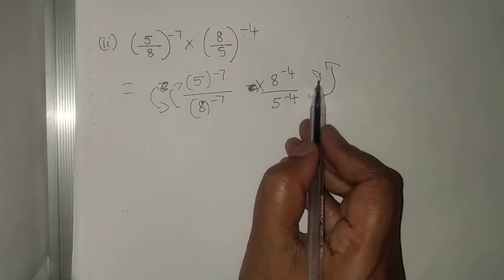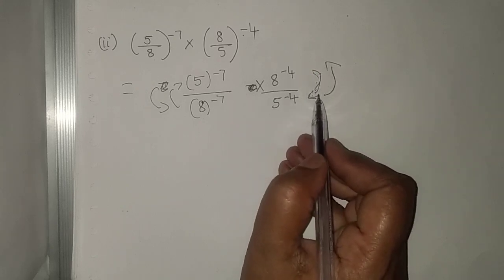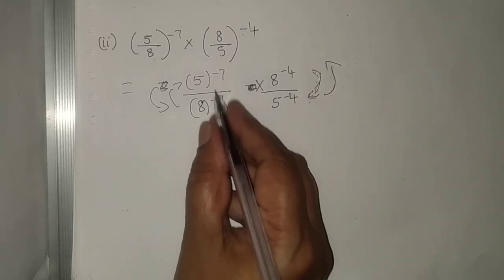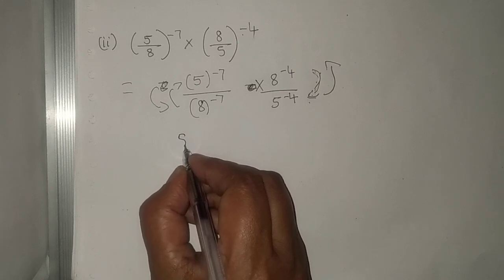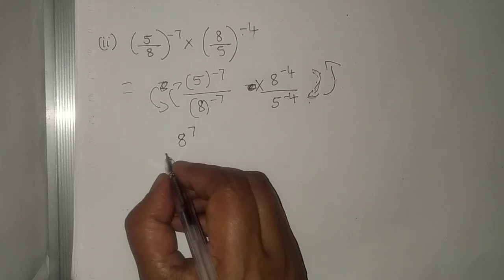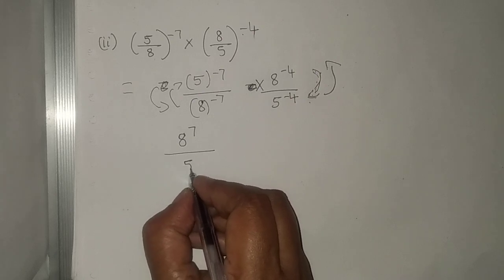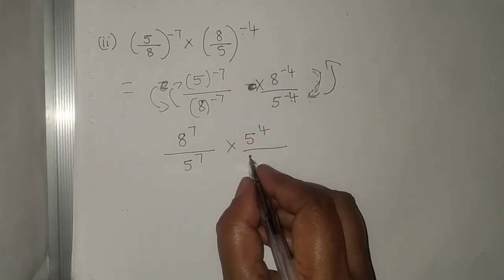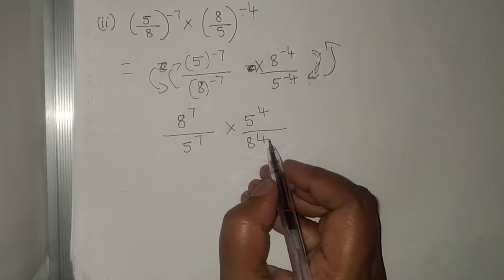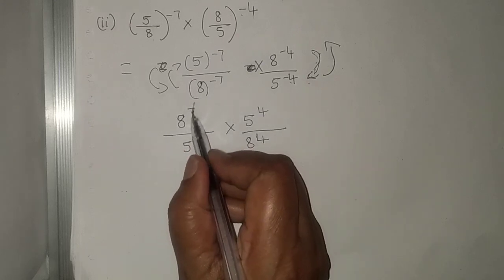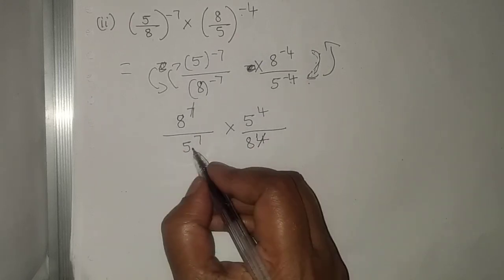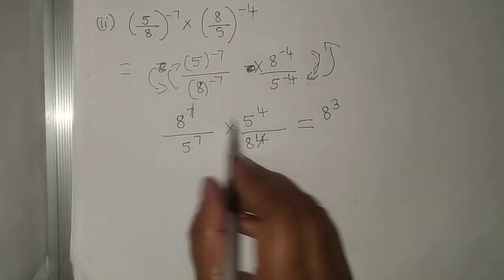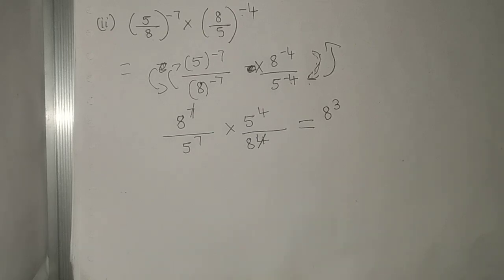This explains that numerator comes to denominator, denominator goes to numerator. Therefore when 8 power minus 7 goes to the numerator, it becomes 8 power 7. This becomes 5 power 7. Again this becomes 5 power 4, and this becomes 8 power 4. Now we'll cancel. Here 7 goes with 4, and what is remaining? 8 power 3 is remaining. 7 minus 4 is 3.